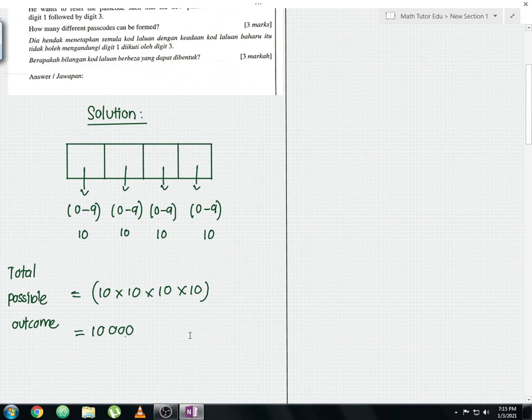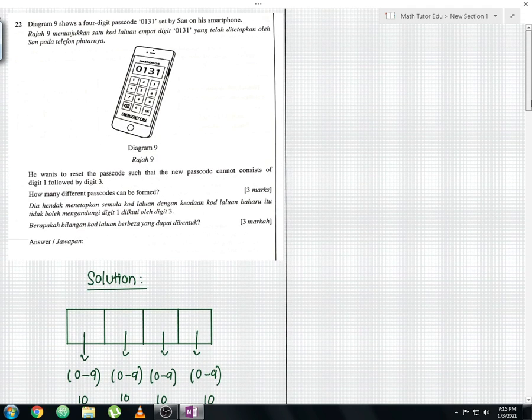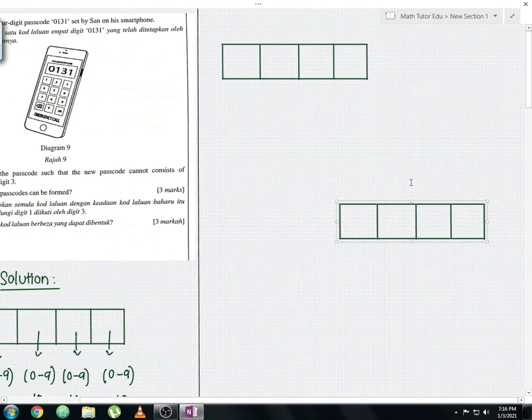We have already got the first step where we get the total possible outcome. So the next step is we can list out the next possible outcome where you cannot have digit 1 followed by digit 3. Let me draw the diagram again. So from here you can have 3 ways.